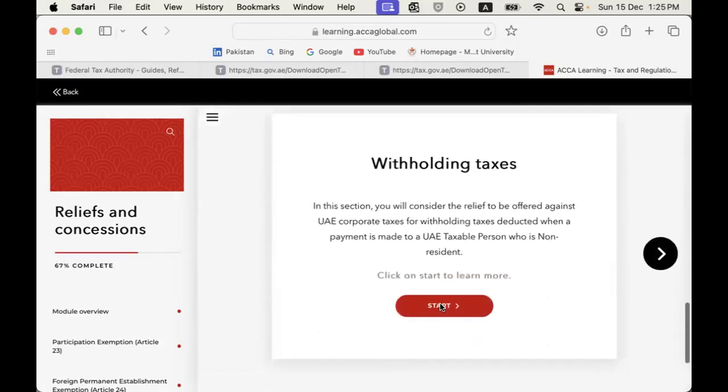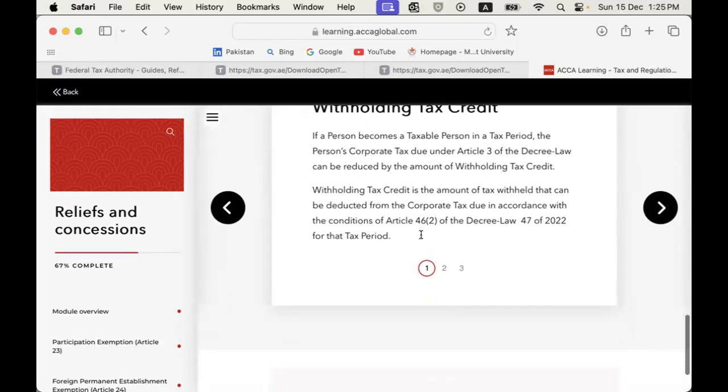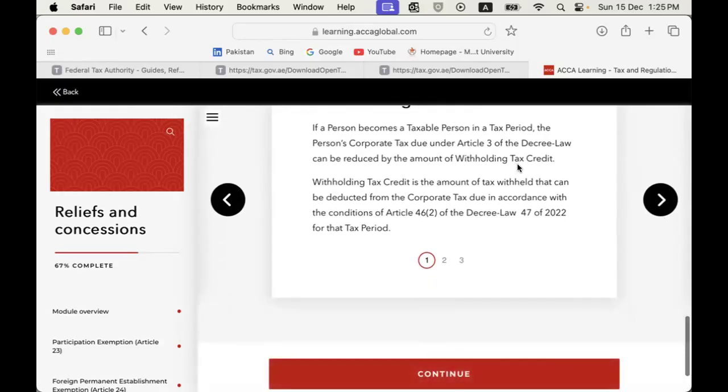Withholding tax credit. We have discussed this quite a lot of times, but some interesting points are going to come here, so we will quickly do a recap. I think you guys already know this. If a person becomes a taxable person in a tax period, the person's corporate tax due under Article 3 can be reduced by the amount of withholding tax credit. What is that credit? Withholding tax credit is the amount of tax withheld that can be deducted from the corporate tax due in accordance with the decree.